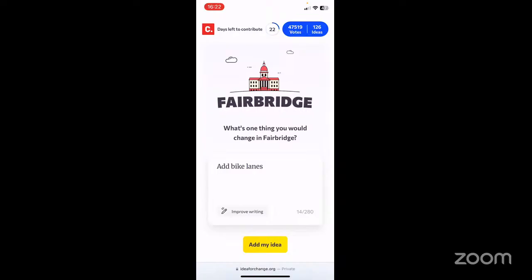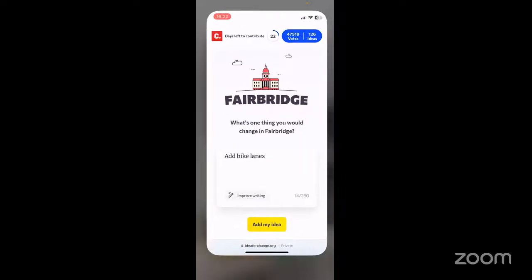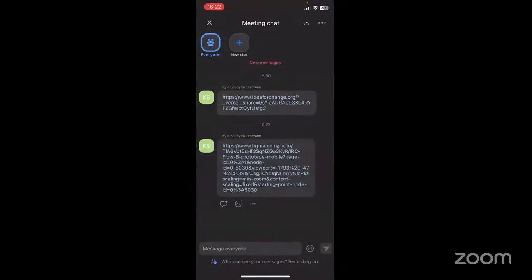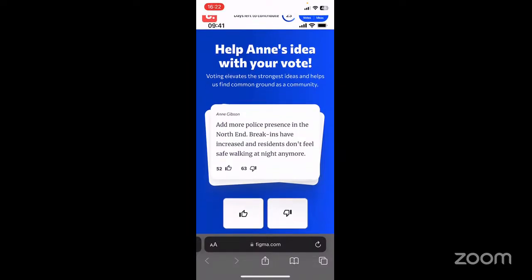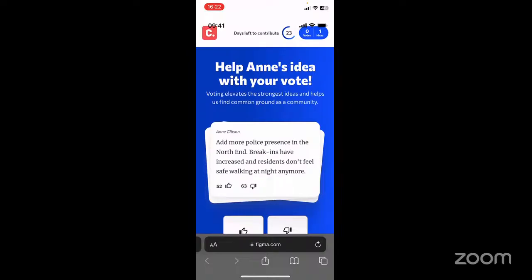Okay. And I just sent you a link in the chat window to see another prototype here. Now, for this one, we're going to imagine that you saw a message in a neighborhood group about an idea. And when you clicked on the link, this is what you saw.